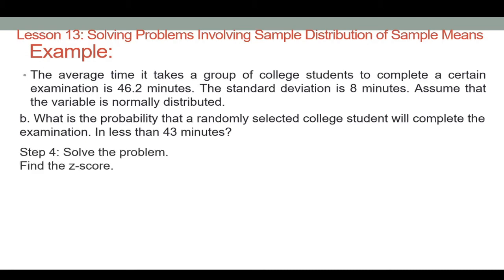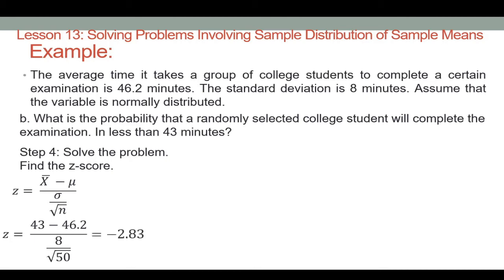Next step, we solve the problem. Let us find the z-score. We use the formula, then we substitute the given. So, compute nga natin using our calculators. Anong makukuha nating sagot? Ang nakuha nating sagot ay negative 2.83. Okay. Once na may z-score na tayo, we now what? We identify the area under the normal curve.